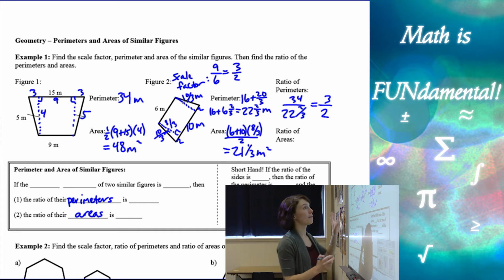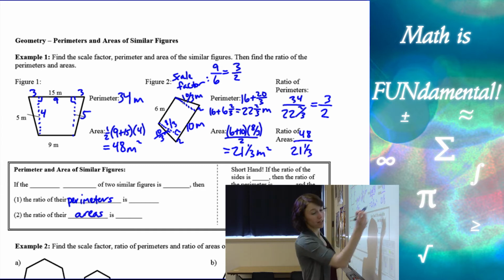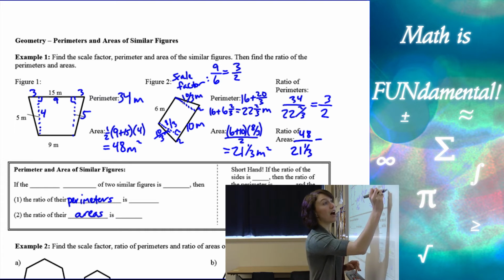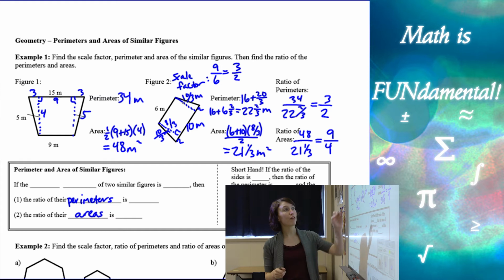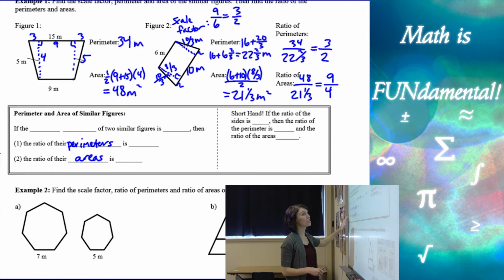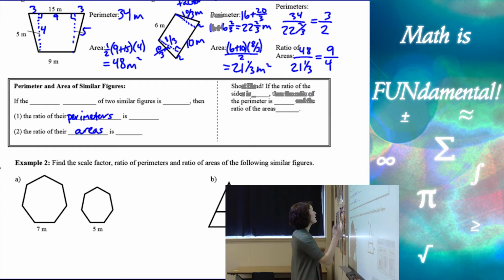All right, now if I take my ratio of my areas, 48 over 21 and 1/3, and I simplify that down, I end up with 9 over 4. And if we look at our scale factor and our ratio of our areas, we'll see a pattern. The ratio of the areas is actually just the scale factor squared. So let's put this in here.